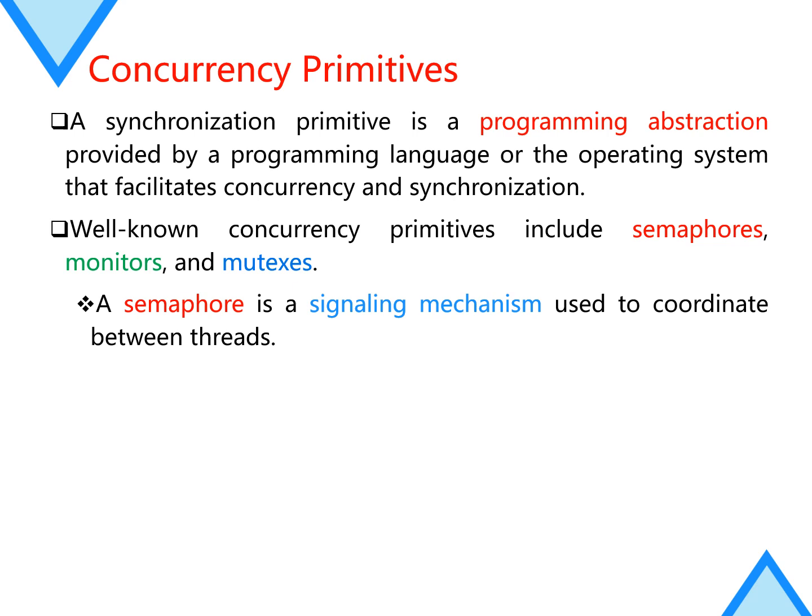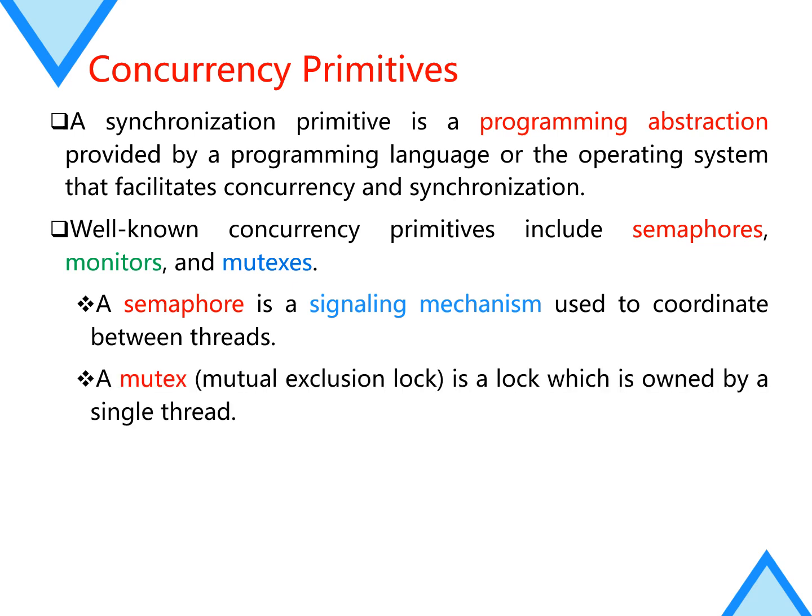A semaphore is a signaling mechanism used to coordinate between threads. This is a signal passing mechanism which is used to coordinate between multiple threads, and actually in programming it is a variable. We have to declare a boolean variable, or we have to declare an integer variable for a semaphore.